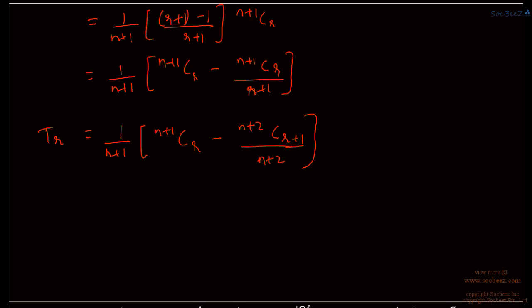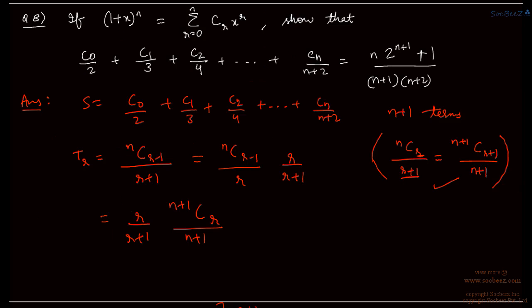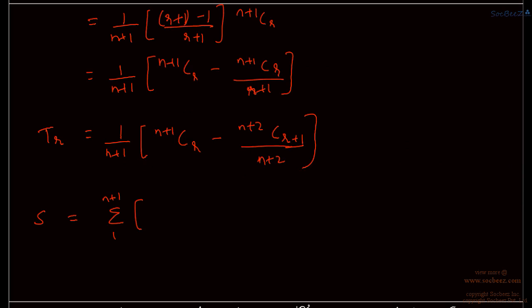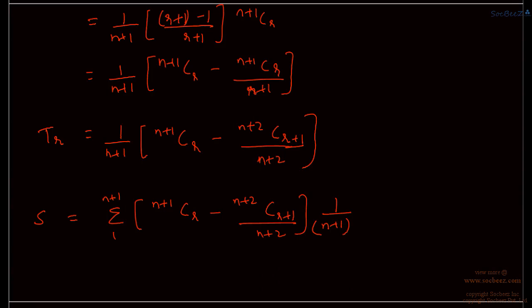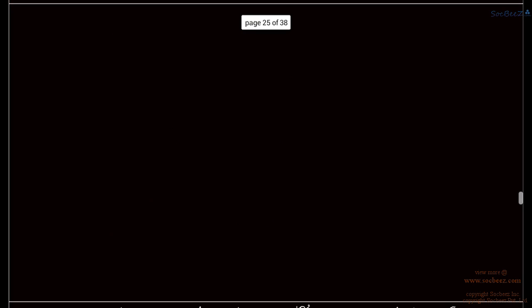Now that we have obtained it in this format, the sum is a very simple thing. The sum can now be written as, if you remember, there are n+1 terms here, so r actually varies from 1 to n+1 of this thing, (n+1)Cr, the whole thing divided by n+1, minus (r+1)/(n+2), multiplied by 1/(n+1). Now the only thing left here is just expansion of this whole thing, so I just take the first terms.